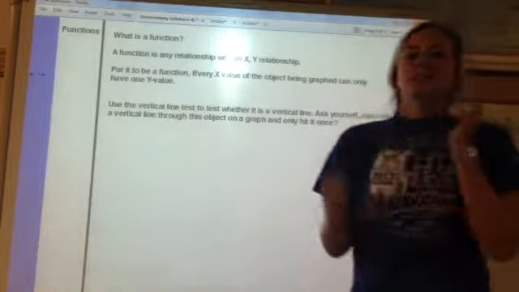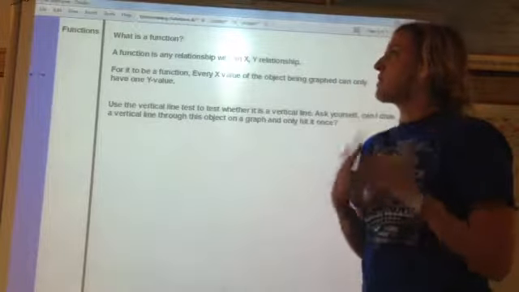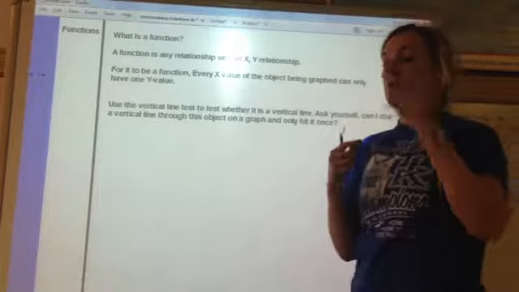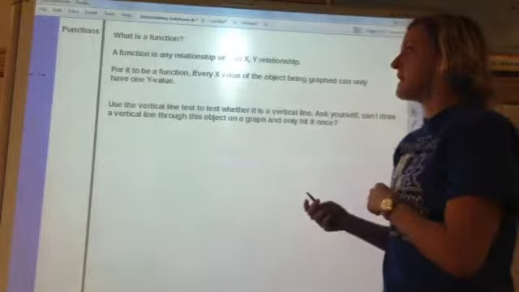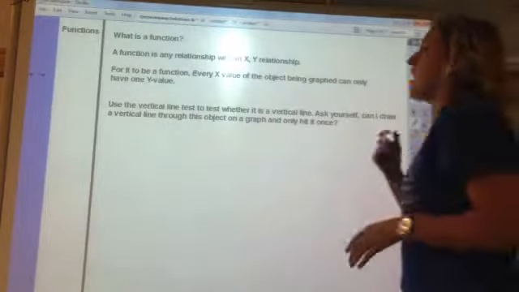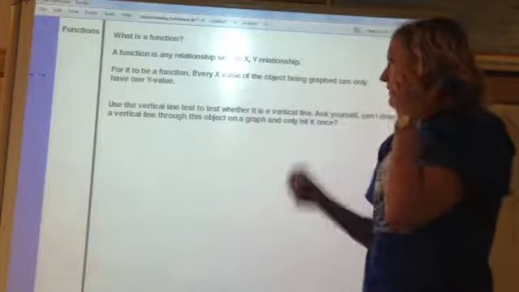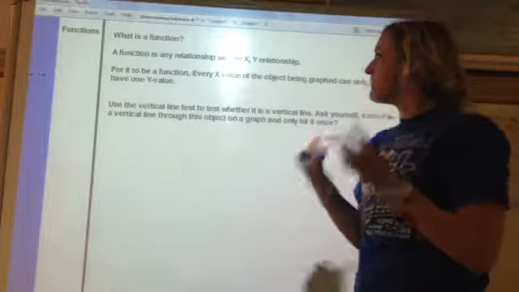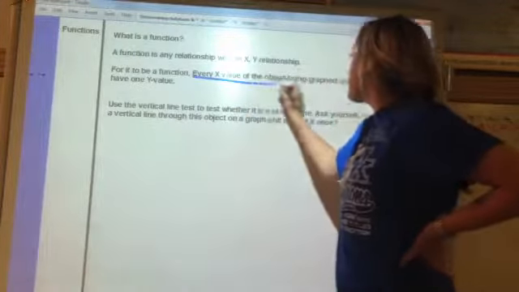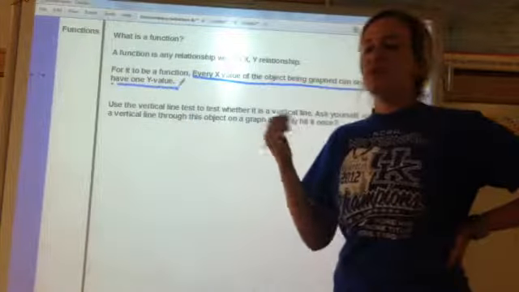Alright guys, this is going to seem super, super random. Like, why is she throwing it in with this lesson? But we're going to talk about functions, okay? There's one question on your benchmark about this, so I think it's worth it, and it's super easy once we get it down. So what is a function? A function is any relationship with an x-y relationship. For something to be a function, every x value of an object being graphed can only have one y value. Write that down on your notes page.